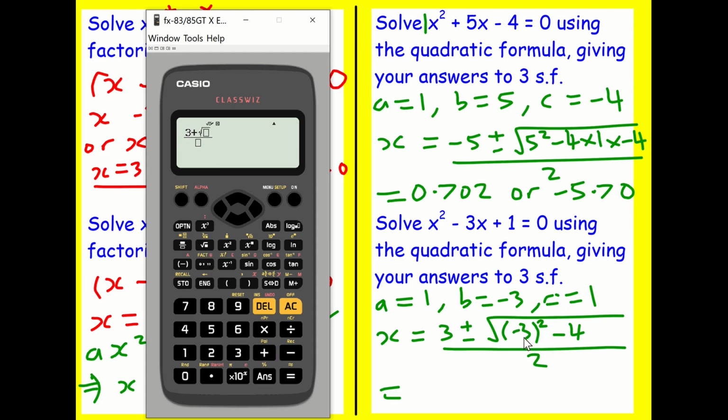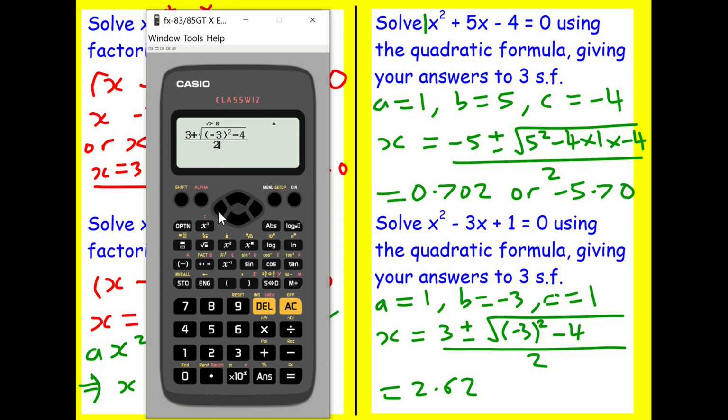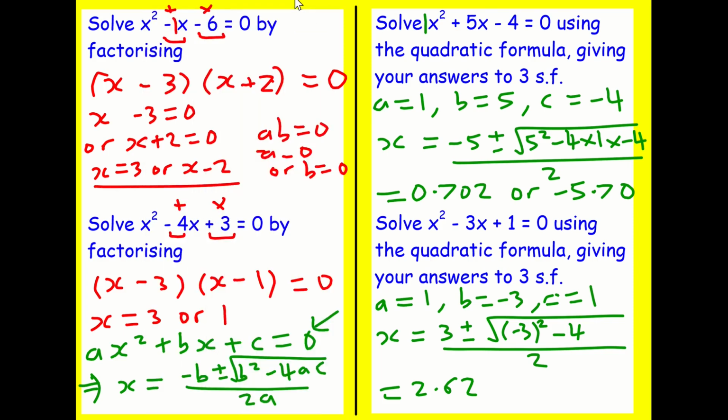And another way of avoiding the -3 in brackets issue is just to recognize that it's going to be a positive, and you could just actually do 3 squared, but maybe we should just be careful. Okay, and I get 2.62. Or 0.382.